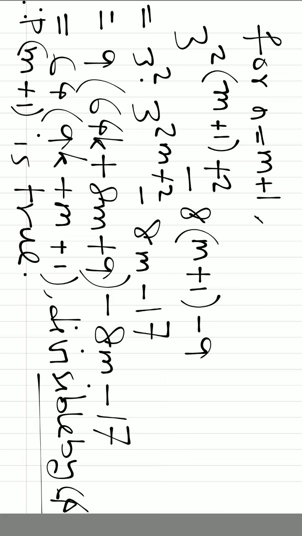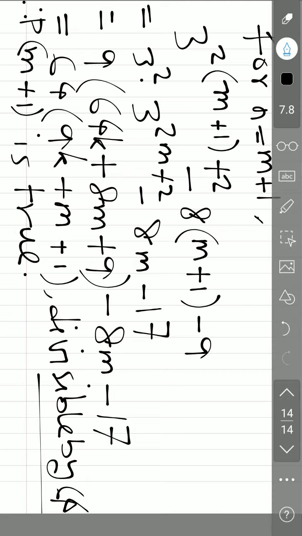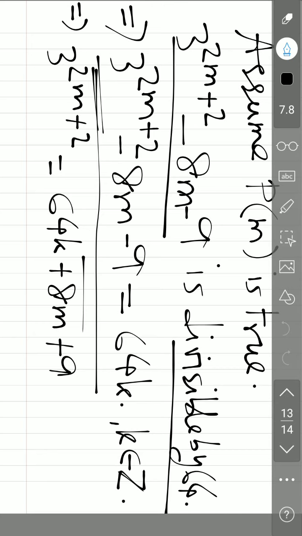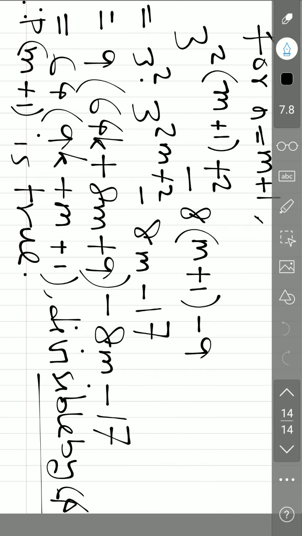So hence by principle of mathematical induction we can say, since it is true for P1, since it is true for n equals to 1, and if it is true for n equals to m, it is also implying that it is true for n equals to m plus 1. That means the statement is true for all the natural numbers up to infinity. So this is the way we solve the problems of this kind.